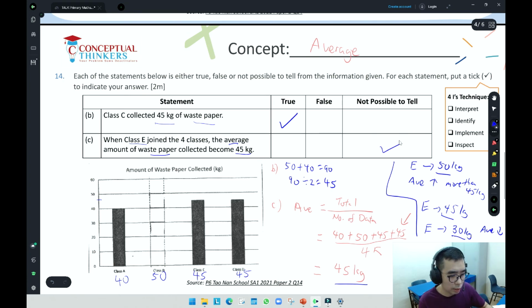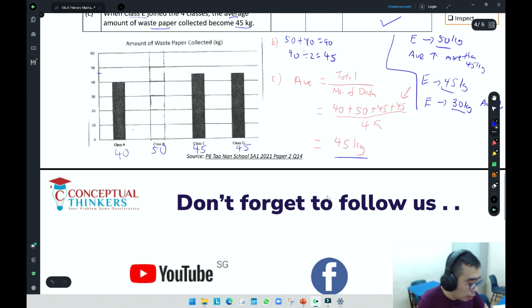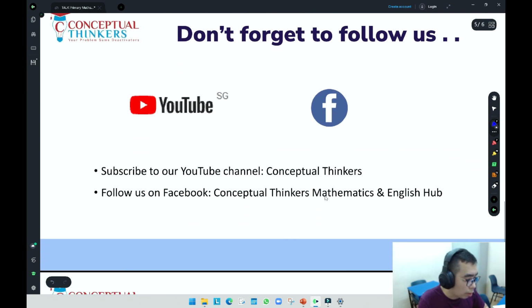Okay, this is a bit of logical thinking that we need to actually ask ourselves: when a particular situation happens, what should the situation be? So this is the kind of question that we need to take into consideration and analyze. That is why I say that for true, false, not possible to tell, that will be slightly challenging for P5 and P6. So with this, we come to the end of the video.